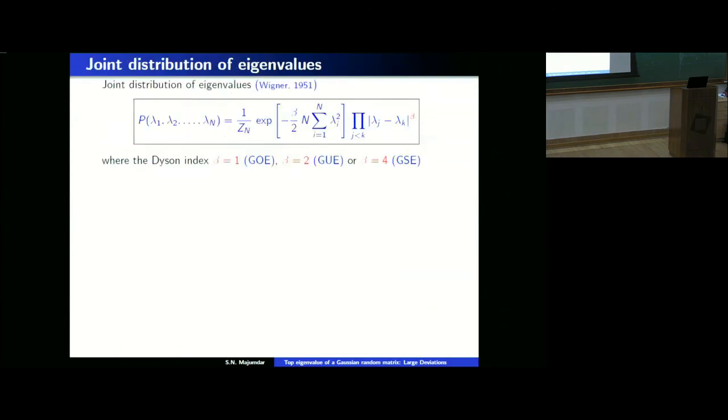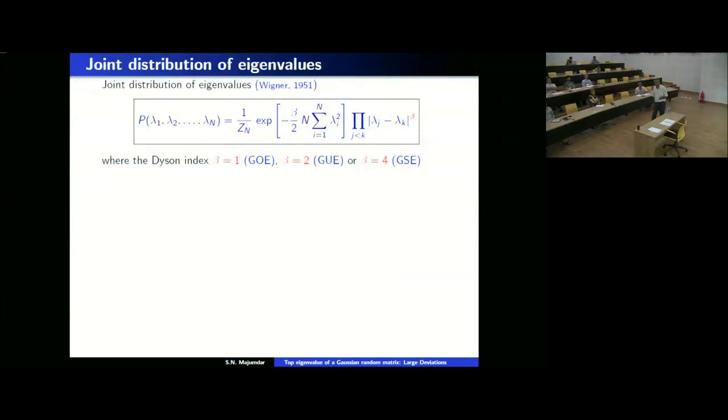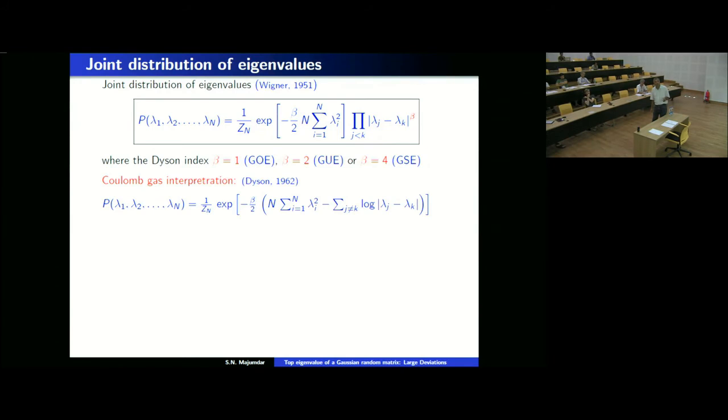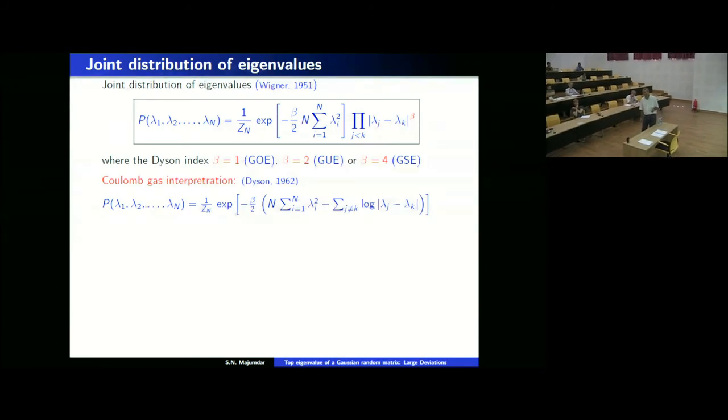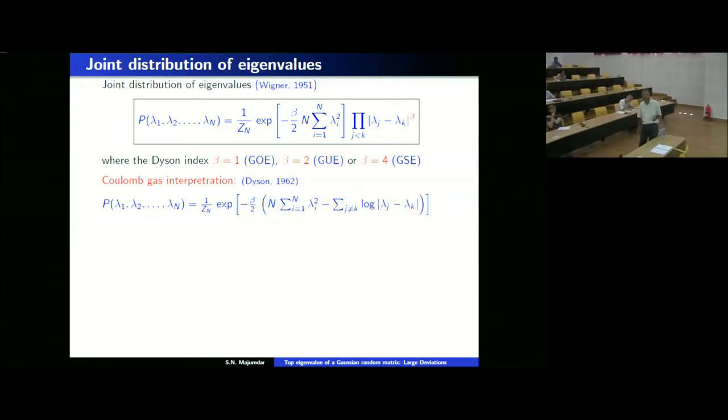Okay, so let me get back to the joint distribution again. As I said, this is a digression to a quantum problem. I'm saying that you can interpret these lambda i's as the positions of fermions in a ground state in a harmonic trap. Now, as I said, you could write down this Vandermonde to the power beta as e to the power minus beta over 2 log of lambda j minus lambda k, right?